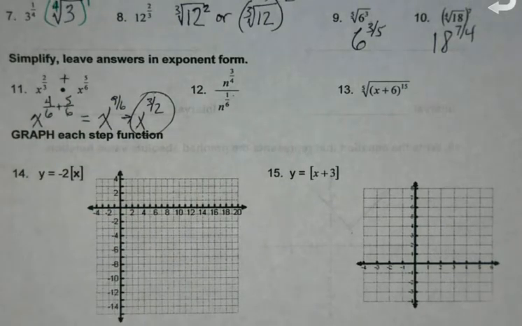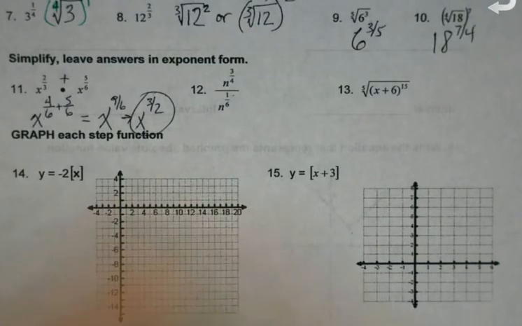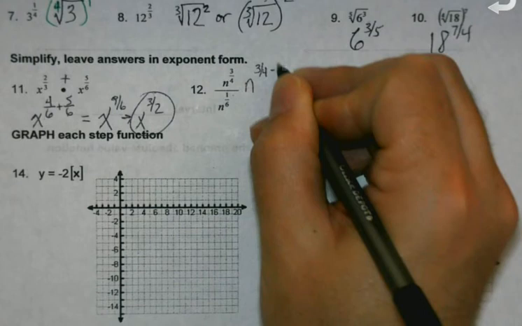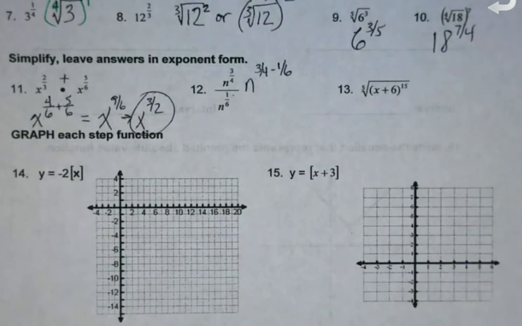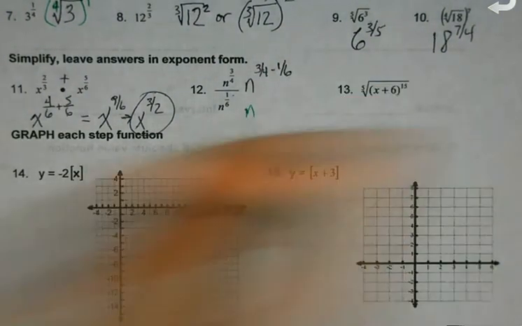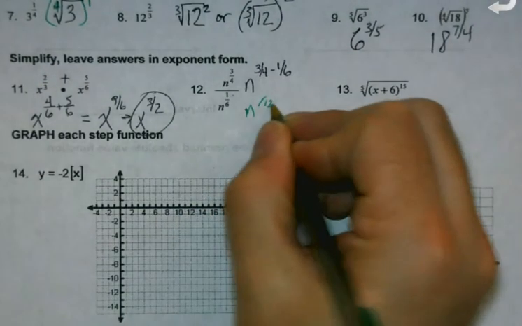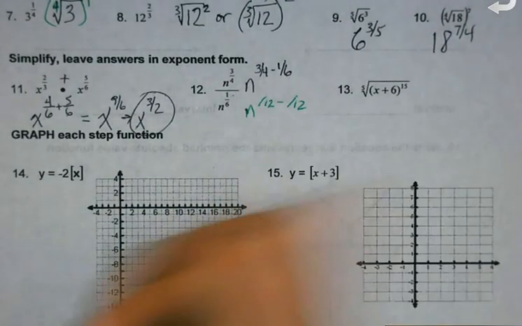Speaking of, what am I going to do with the exponents of 12? Subtract. So I've got 3/4 minus 1/6. What's my common denominator this time? Well, I could use 24. I'd have to simplify it.